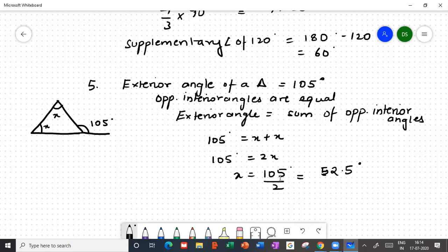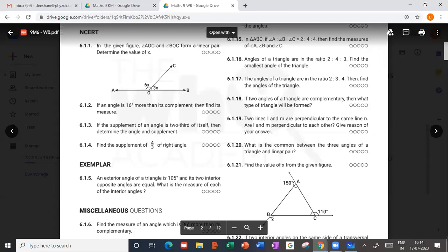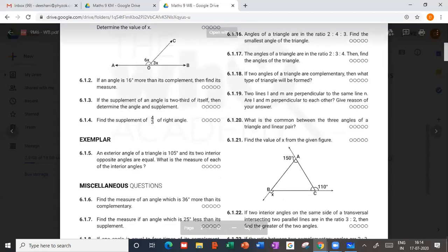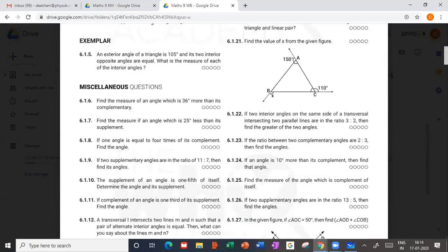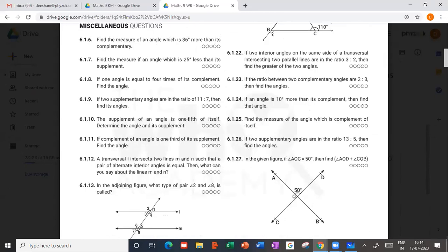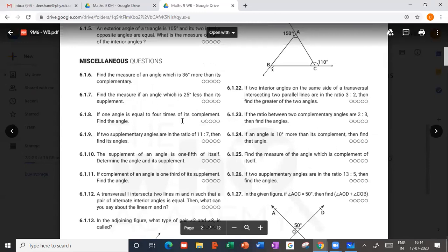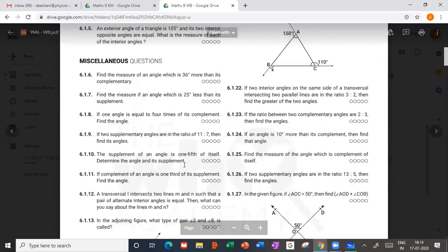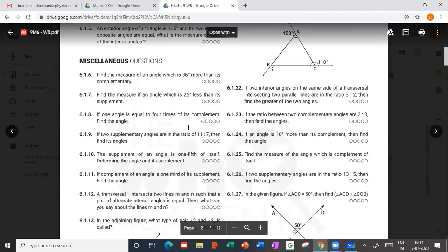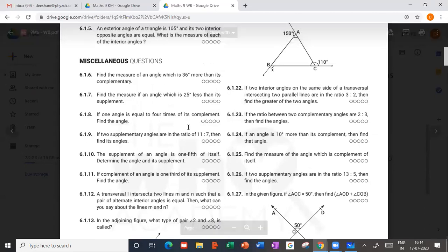Cool. Should I do miscellaneous or should I do level 2? Okay, let's do miscellaneous. We'll do a ratio kind of sum. The ninth one: if two supplementary angles are in the ratio 11:7, then find its angles.